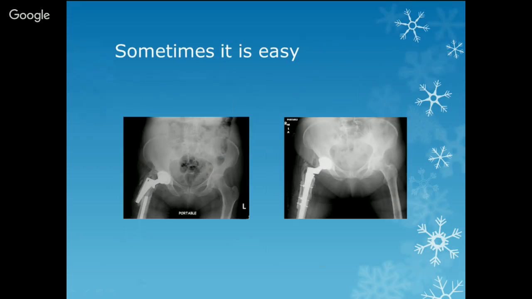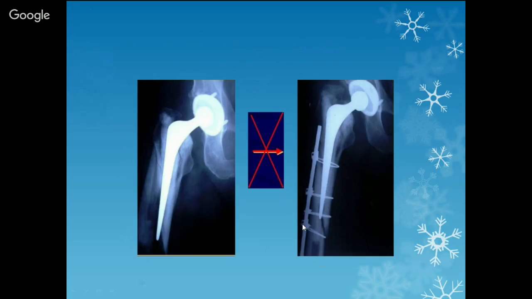Sometimes it is very easy. There is a proximal fracture. We use a modular uncemented implant. So this is a cemented stem. There is a fracture, Vancouver B fracture. We fixed it, but that should not have been done because there is a broken cement mantle. That fracture must fail.